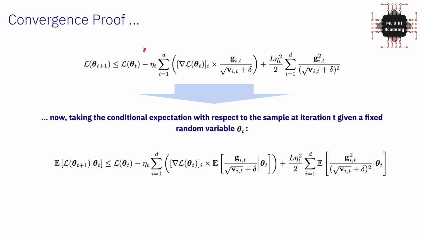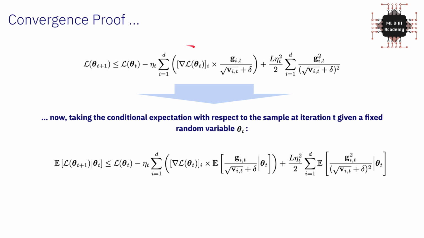Now we similarly take the expectation of the second term. So you will have the expectation of minus eta_t summation from i equals 1 to d of this ith component of the gradient of the objective times this g_{i,t} divided by square root of v_{i,t} plus delta. Okay, now we know that the expectation of a constant times something is just that constant times the expectation of the something, and that's why eta_t can go out of that expectation, and that's why you see it here. And we also know that the expectation of a summation is nothing but the sum of the expectations, and that's why we can take the expectation inside this component.